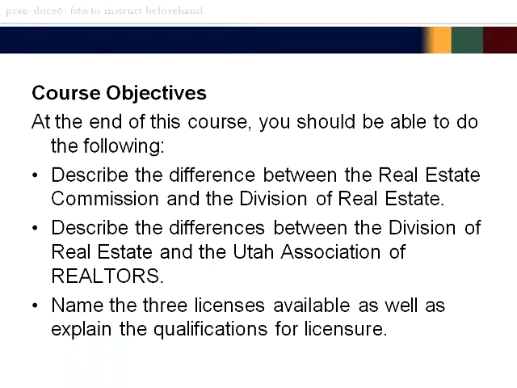Course objectives. At the end of this course, you should be able to do the following. Describe the differences between the Real Estate Commission and the Real Estate Division. Describe the differences between the Division of Real Estate and the Utah Association of Realtors. Name the 3 licenses available as well as explain the qualifications for licensure.